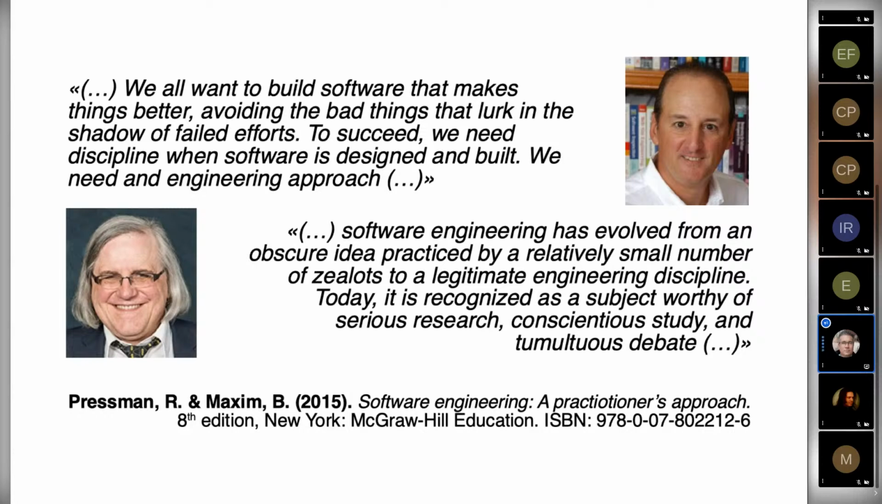And I want to stay with these two main ideas because they are really interesting. The first one, as you see, says that we all want to build software that makes things better, avoiding the bad things that lurk in the shadow of failed efforts. And to succeed, we need discipline when software is designed and built. We need an engineering approach. And I invite you to read this quote in the opposite direction, because as you see, the most important thing in software engineering is precisely the approach.